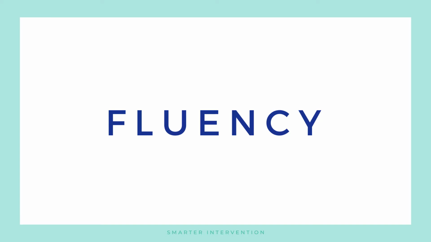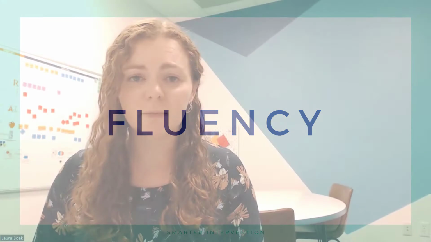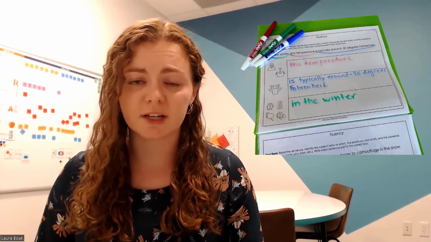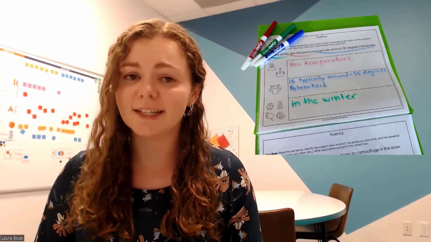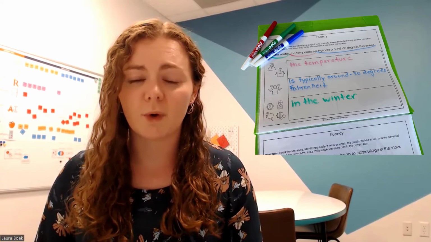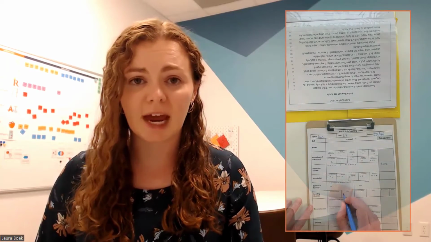From there, we're going to move on to fluency, and we'll begin with fluency at the sentence level. So fluency at the sentence level looks like having students identify the subject, the who or what of the sentence, the predicate, the did what of the sentence, and then that adverbial phrase, that when, where, why, or how. After they finish with their sentences, students can begin reading the passage.